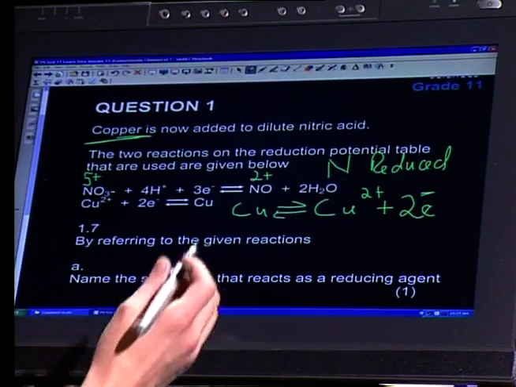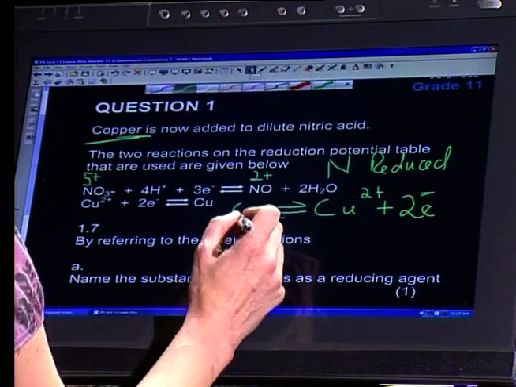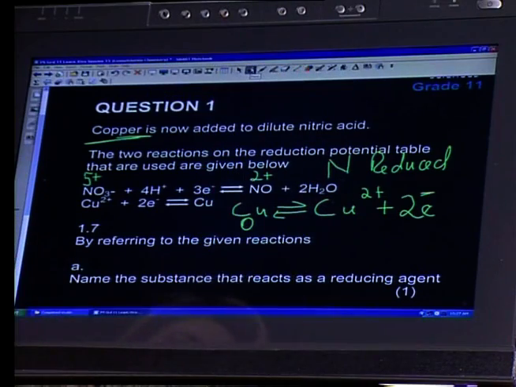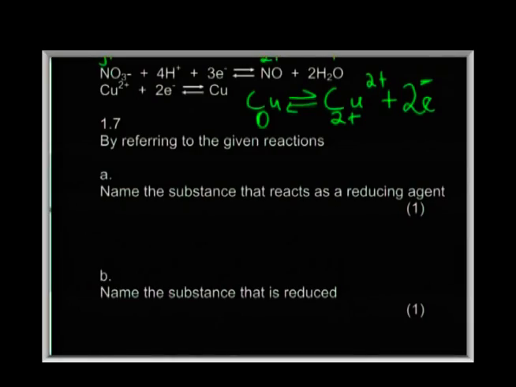So let's have a look at what happens to the copper. We go from an oxidation state of 0, because it's just plain copper, to 2 plus. So what has happened to copper? Copper became oxidized, so therefore copper is our reducing agent. Right, so that's our first answer. Name the substance that acts as a reducing agent: copper.